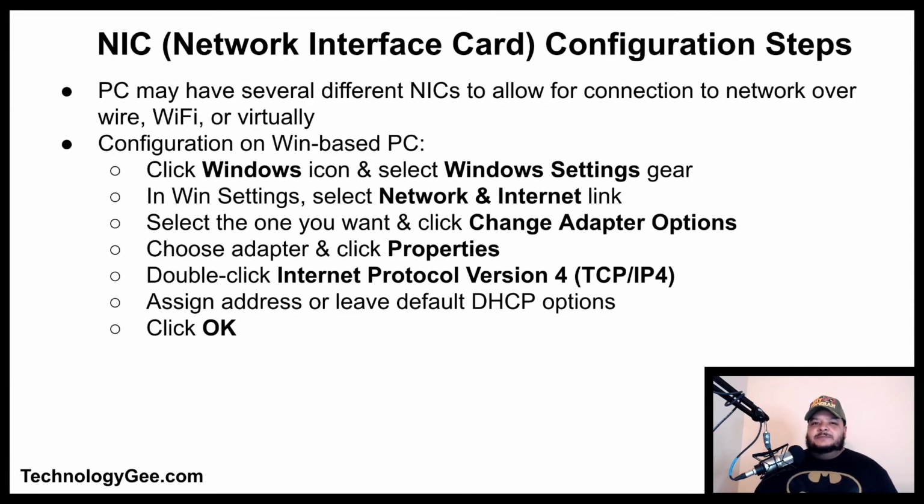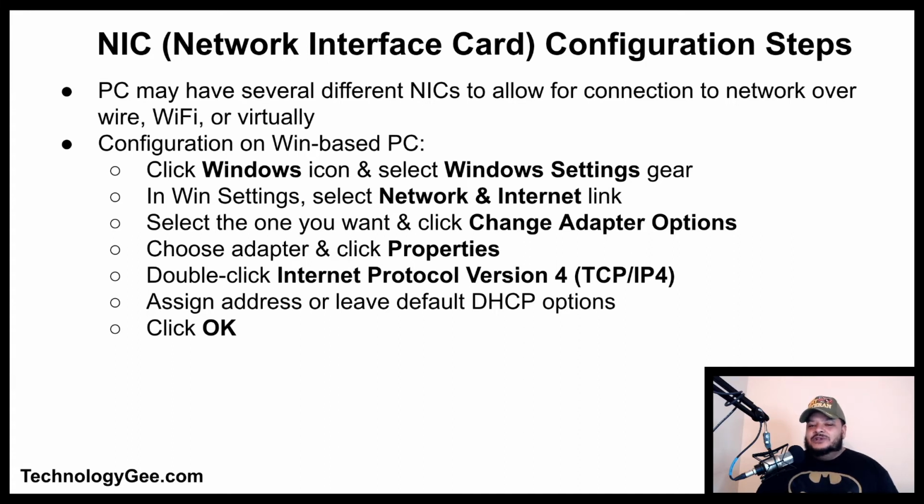NIC configuration steps. A PC may have several different NICs to allow for connection to a network over the wire, Wi-Fi, or virtually. Once you select the NIC that matches the method of connecting, you can choose the protocol and configure network access. The following is how to go about configuring a NIC on a Windows-based computer. You click the Windows icon and select the Windows settings gear. In the Windows settings window, select the Network and Internet link. When you see the different connection options, select the one you want and click Change adapter options. Choose the adapter you want to configure.